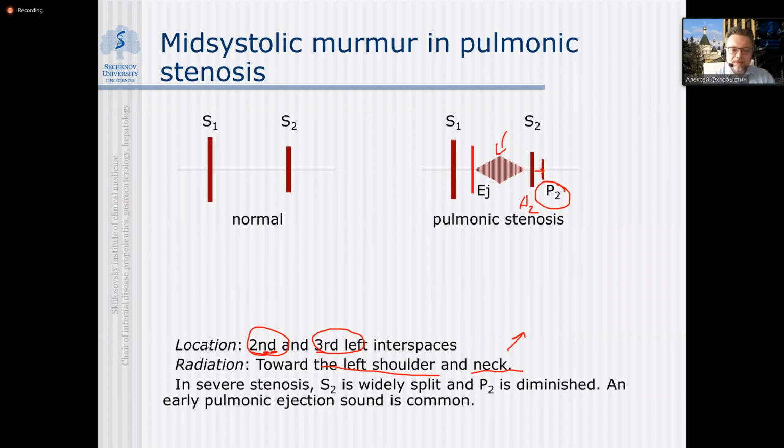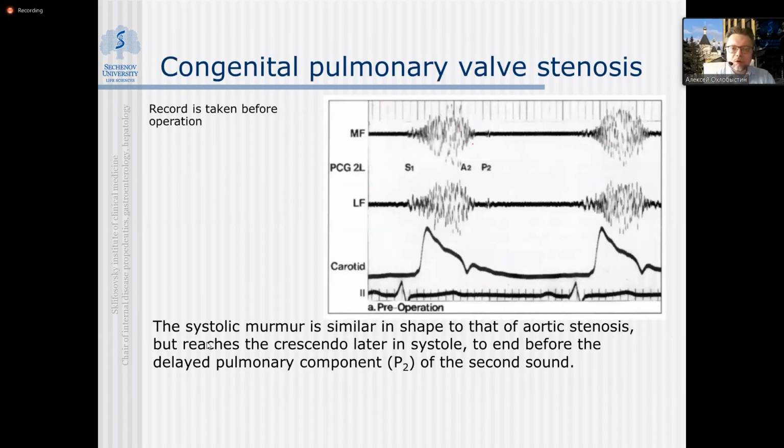In severe stenosis, there will be splitting, shown here, of the second cardiac sound, and a significant decrease in P2. Sometimes there may be an ejection click. And please pay attention that the distance from the normal aortic component to the second, delayed pulmonic component will represent the severity of stenosis. The more significant that distance, the more severe the stenosis.